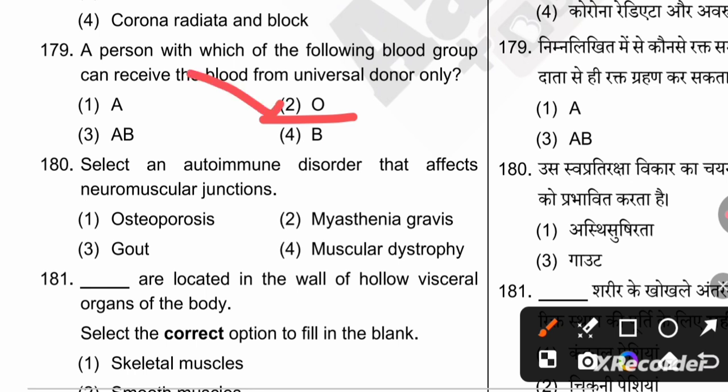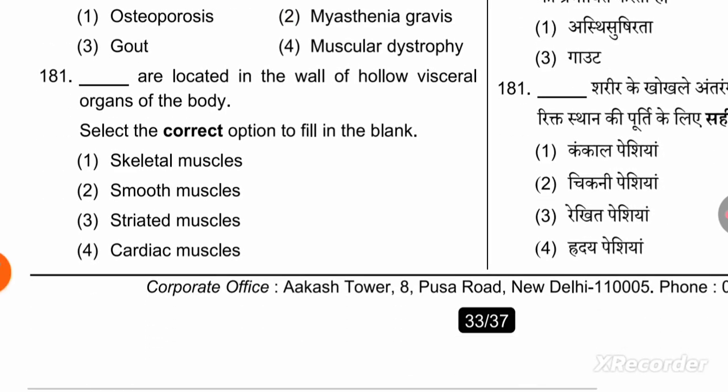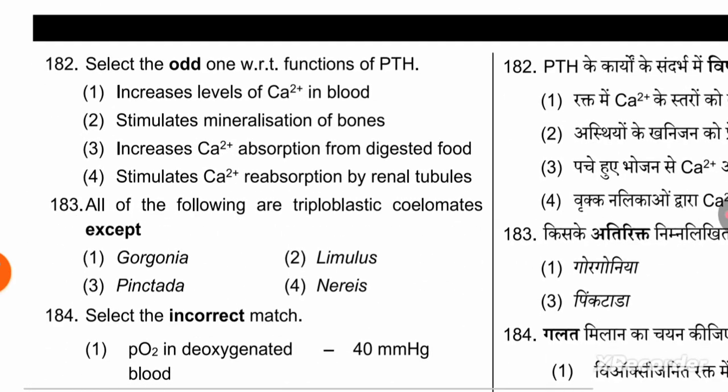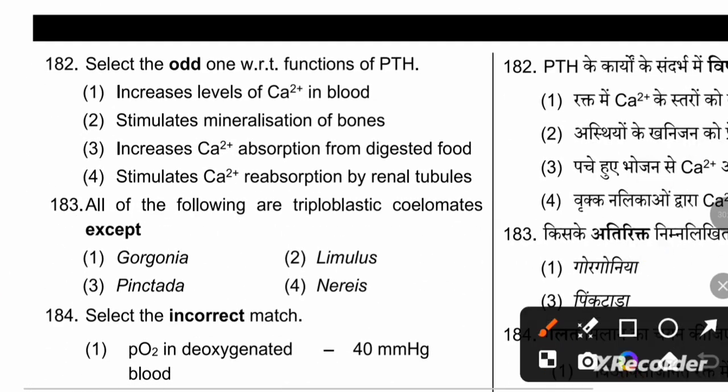Next question. Select an autoimmune disorder that affects the neuromuscular junction. The autoimmune disorder that affects the neuromuscular junction is myasthenia gravis. 181 question. Dash are located in the walls of the hollow visceral organs. In the hollow visceral organs, what type of muscle can we find? We can find smooth muscle. Next one. 182 question. Select the odd one with respect to parathyroid hormone. The odd one is that it stimulates mineralization of the bones. Remaining 3 statements are performed by parathyroid hormone.